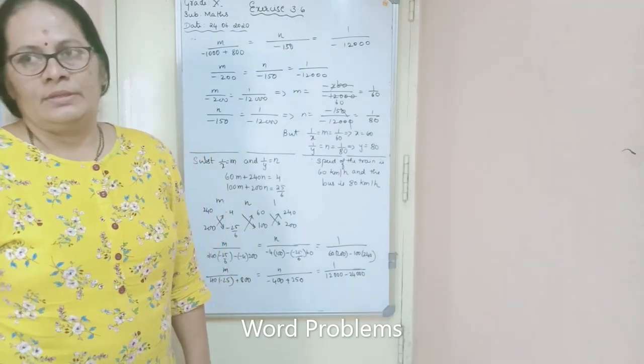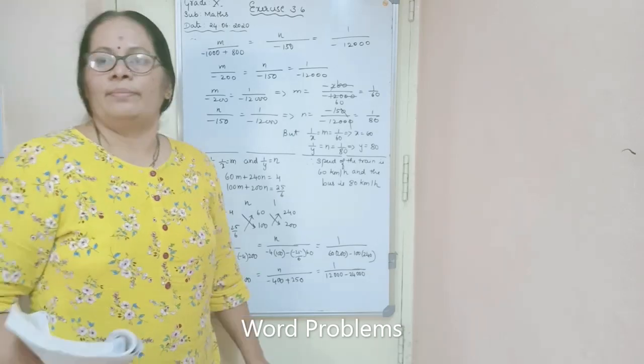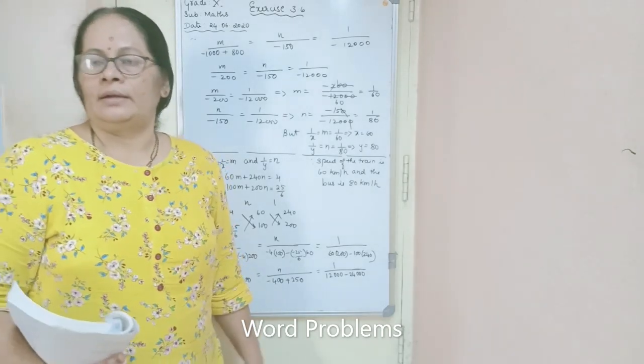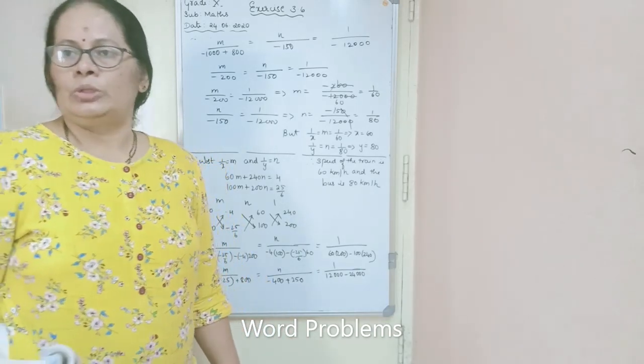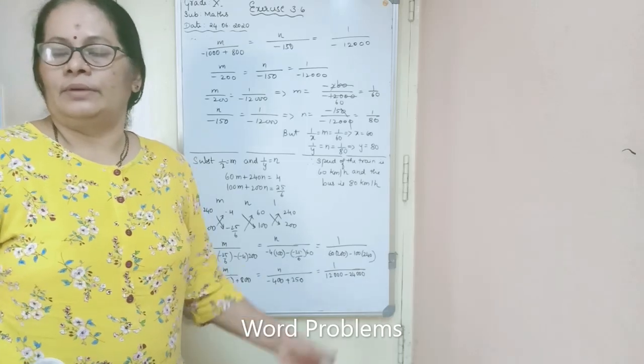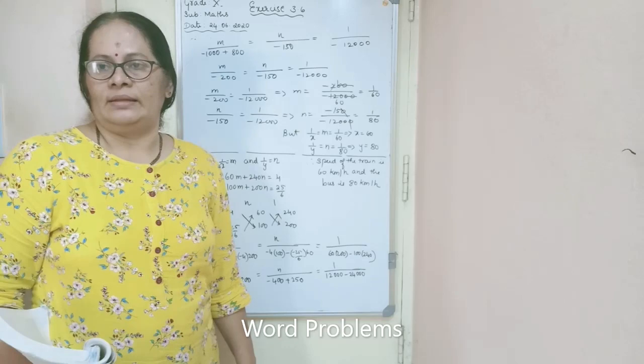So here we completed pair of linear equations, starting from the graphical method, then algebraic methods, in that elimination, substitution, cross multiplication, and linear equations reducible to the form of this reducible method. So all these methods we learned.